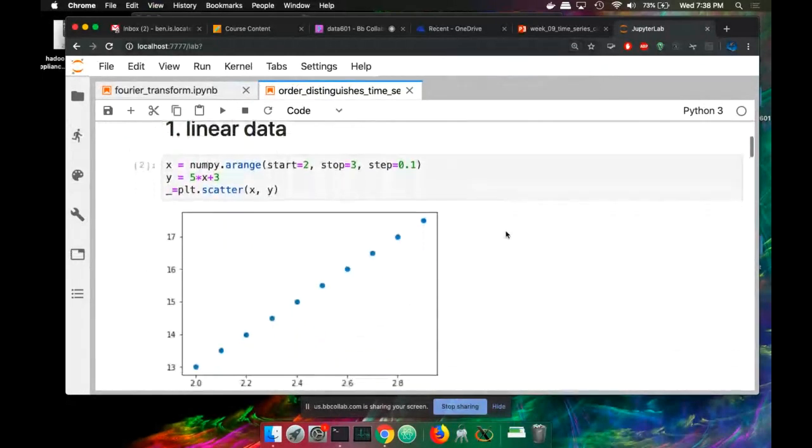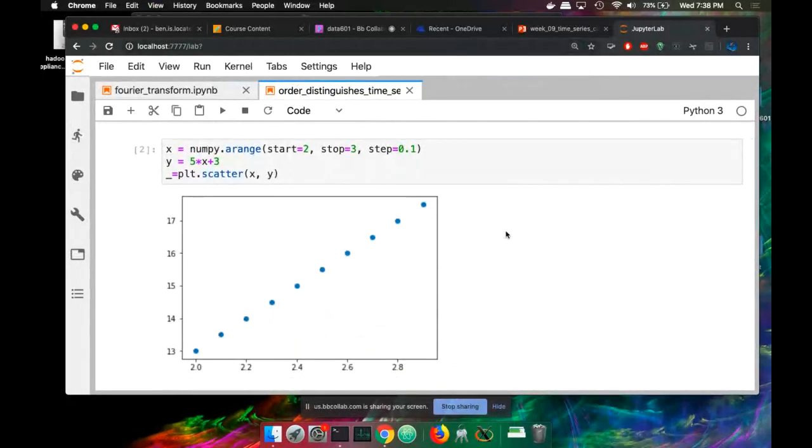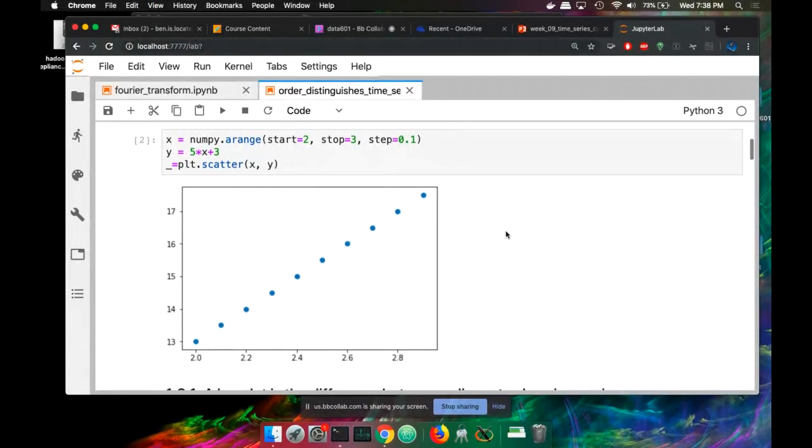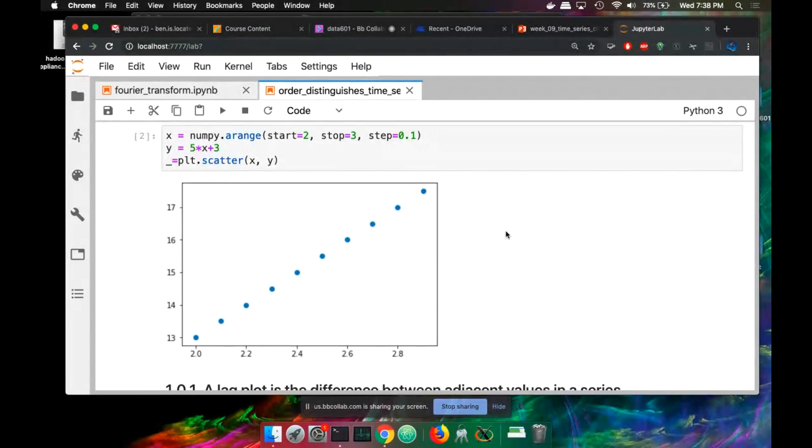All right, so first off, we're just going to start with a really simple thing here. This picture of data increasing linearly. Everybody should be familiar with that data set. So the way that we can differentiate whether the order matters is to ask, what's the difference between these two, and these two, and these two, and these two?